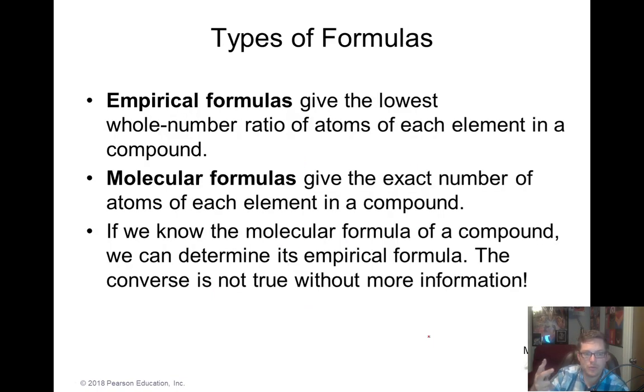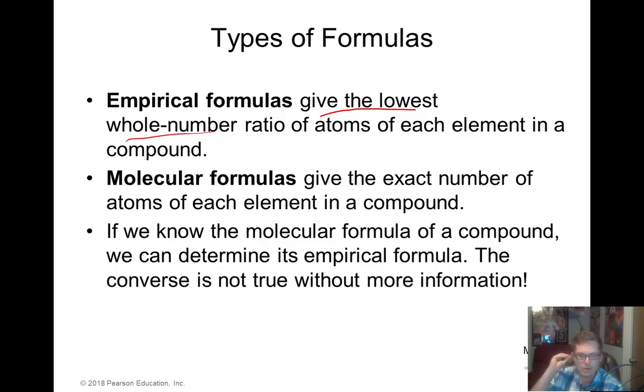We have 2 types of formulas. We've got empirical formulas and molecular formulas. Empirical formulas always give the lowest whole number ratio of atoms, and the molecular formulas give us the exact number of atoms of each element in a compound. So the molecular formulas tell us exactly how things are.